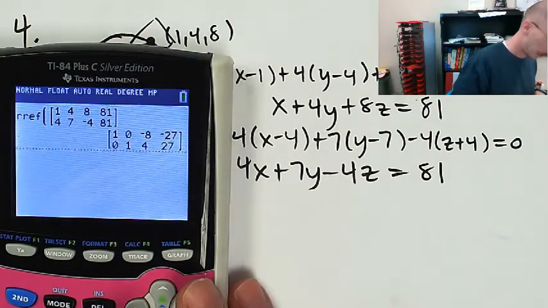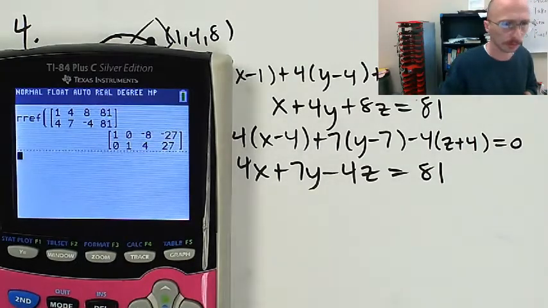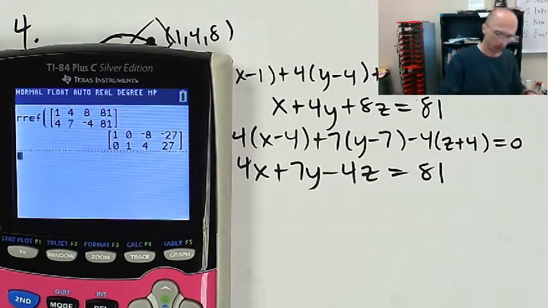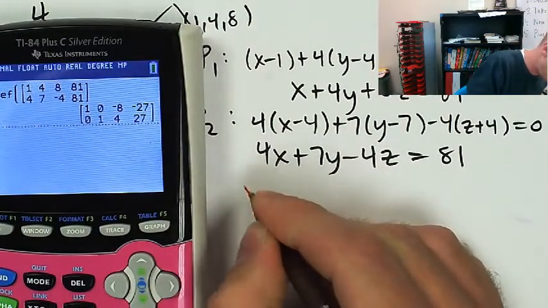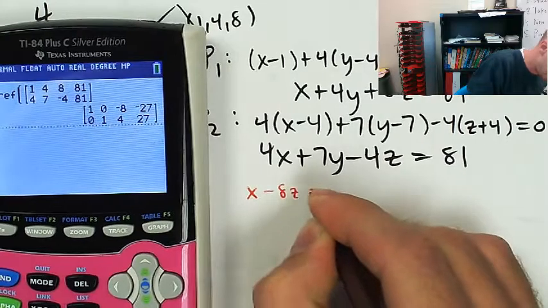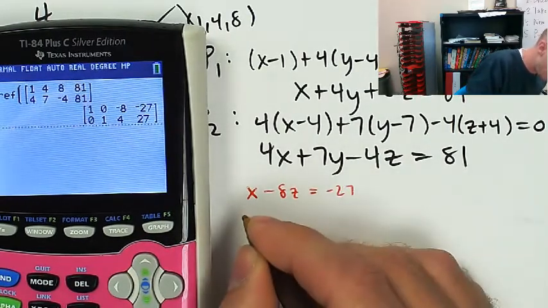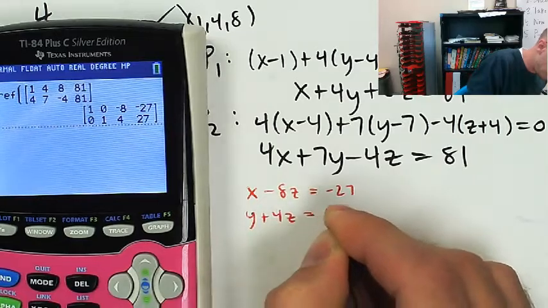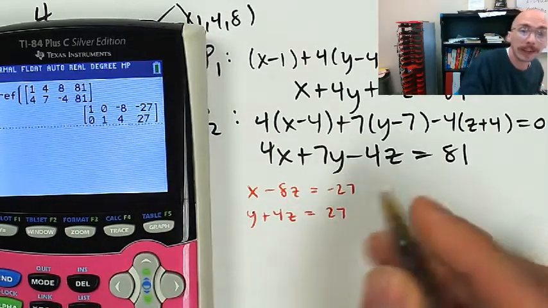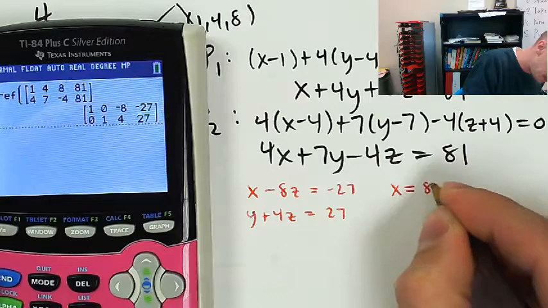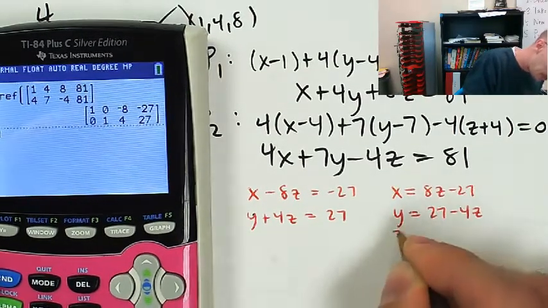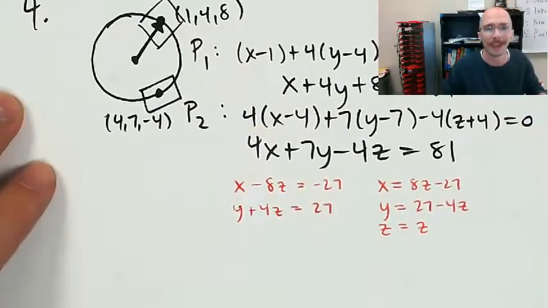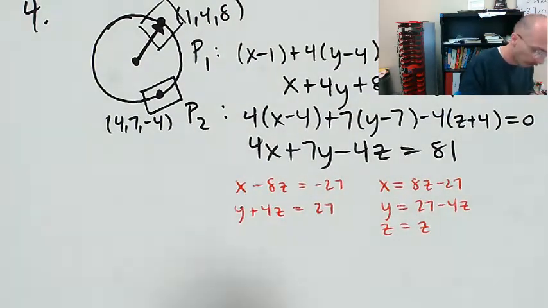And I'll get, hold on, yeah, I think it had been too long since I've done some row reduction, right? And I'm going to say, all right, my solution is x minus 8z equals negative 27, and y plus 4z equals positive 27. So what I'm going to say is that x equals 8z minus 27, y equals 27 minus 4z, and z can be whatever it wants, like, say, t, right? Because that's what an equation for the line looks like.